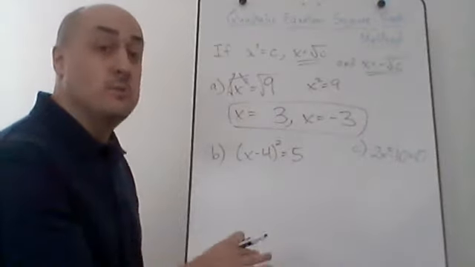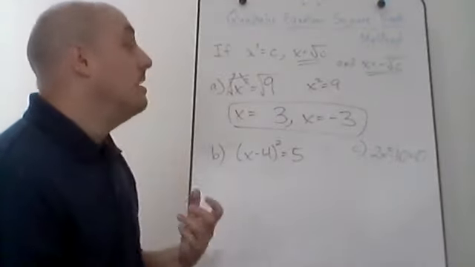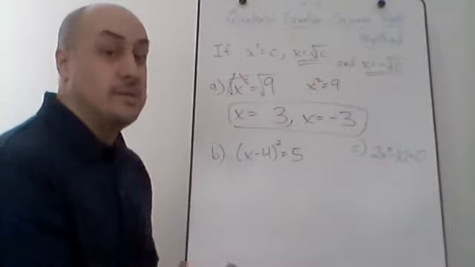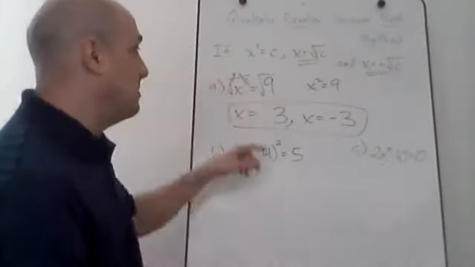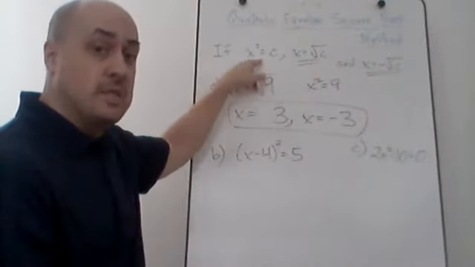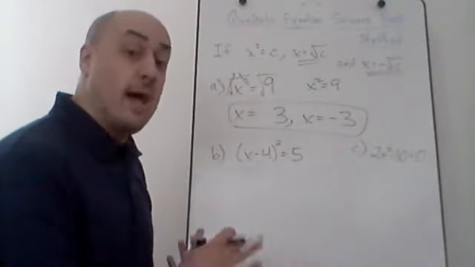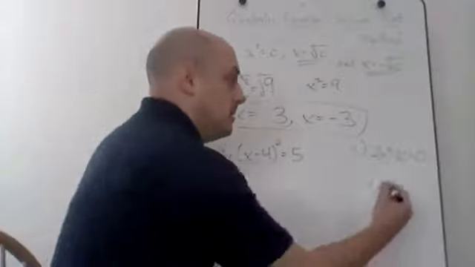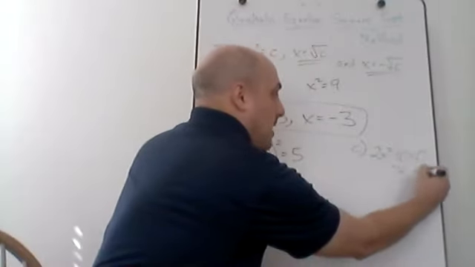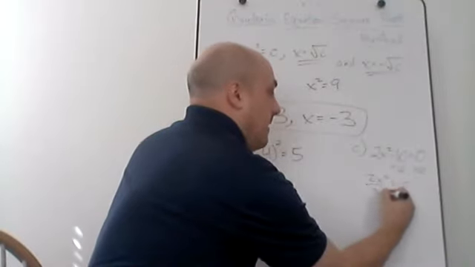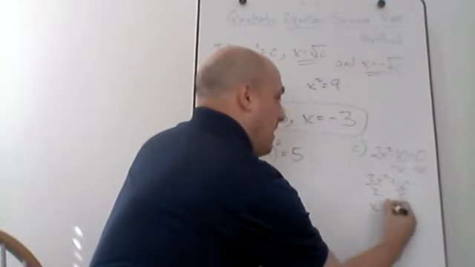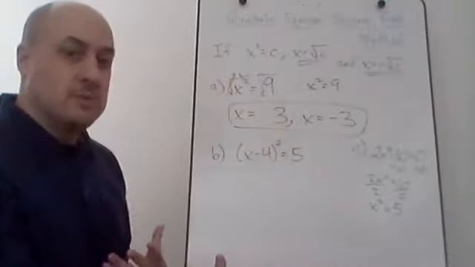That's your clue that you can use this method, which, when you can use it, is the easiest way to do it. It's pretty quick. In this case, 2x squared minus 10 equals 0 is not x squared equals c, but if I move a couple things around, I can put it into that form pretty easily. If I add the 10 to both sides, I have 2x squared equals 10. If I divide both sides by 2, I have x squared equals 5.